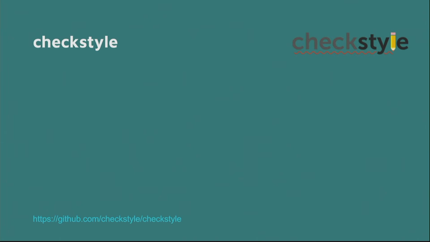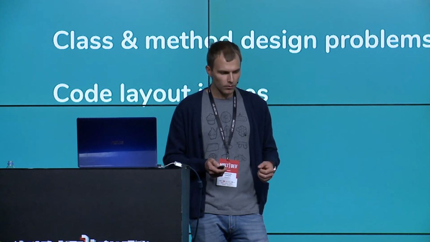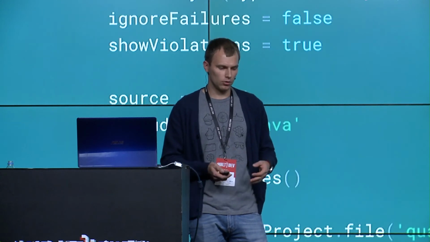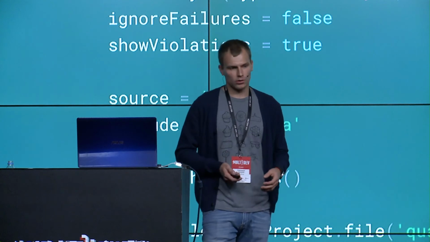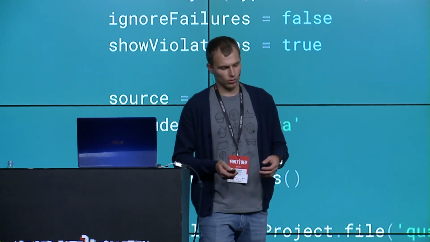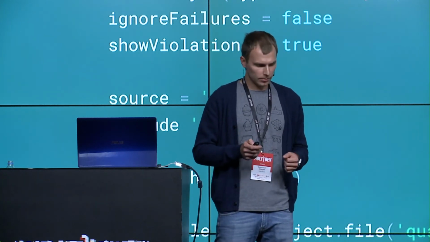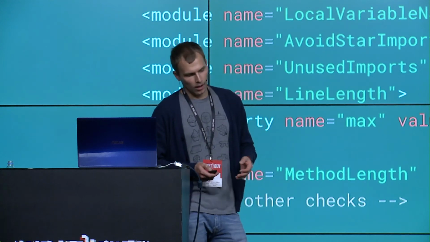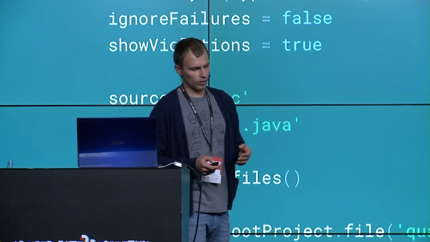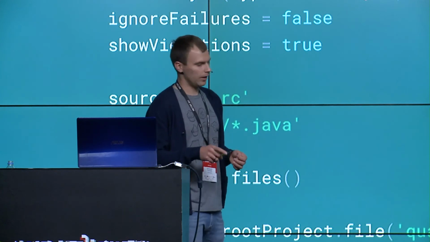Checkstyle. This one is about the style of your code. It's not about how it performs, but how it looks. It has checks for class and method design problems. It may also find code layout issues and formatting issues. To add it to your project, you need to add the next lines to your build file. Again, some configuration inside of a task. And that's it. On this slide, you can see that it has a config file.